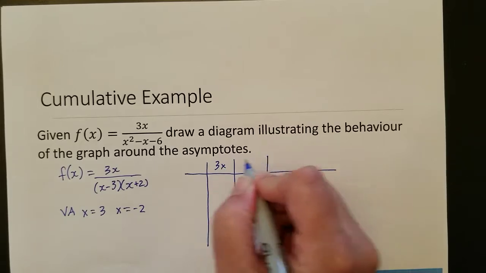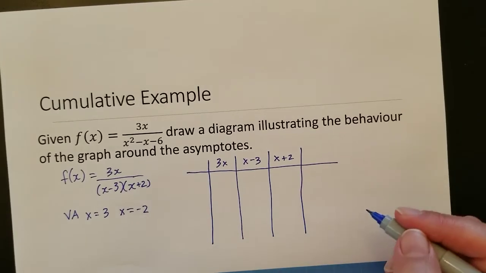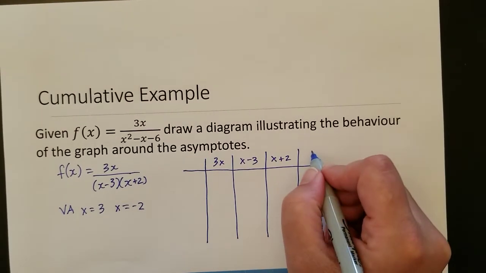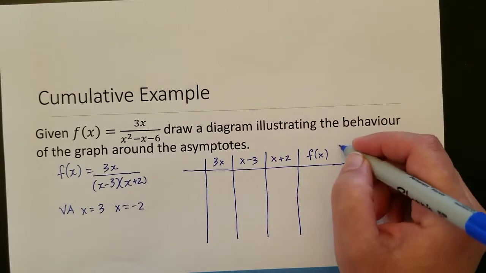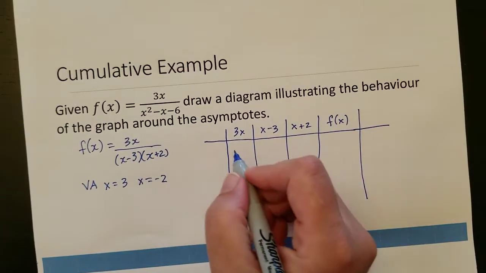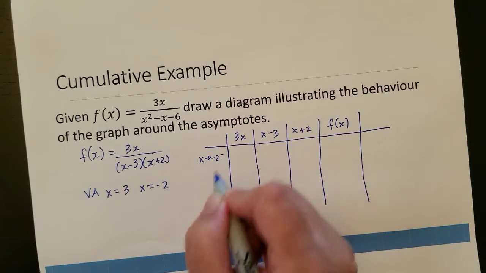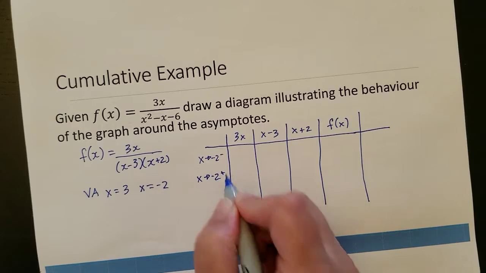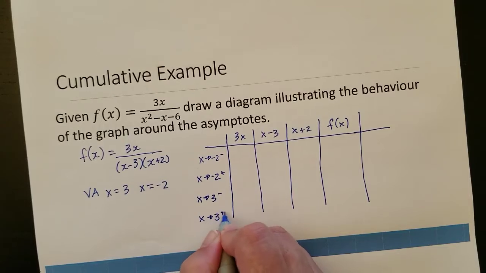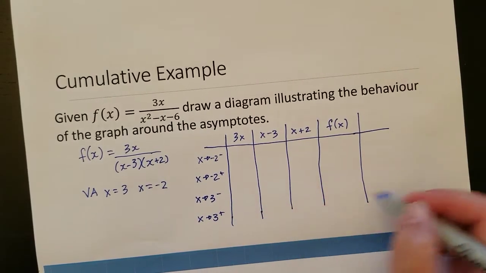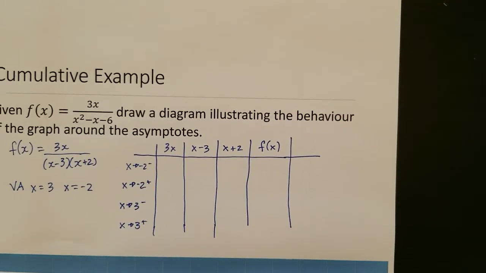So I have a 3x in the numerator, x minus 3, x plus 2. Again, I was not able to use calculators in university for my first and second year, so I kind of got in the habit of doing things this way. So I'll have x approaches -2 from the left, x approaches -2 from the right, x approaches 3 from the left, and x approaches 3 from the right. And then we'll just analyze the signs of the function in each of those locations.